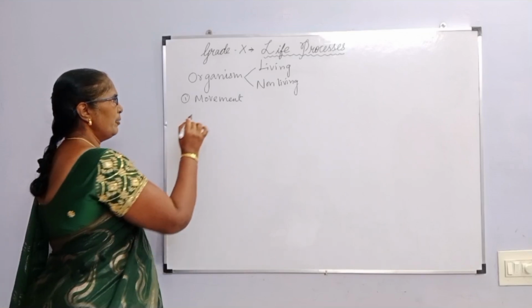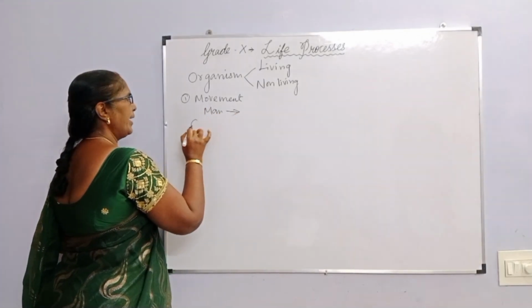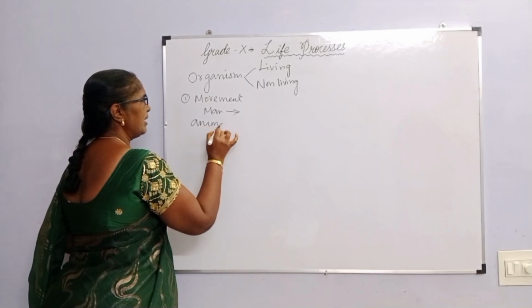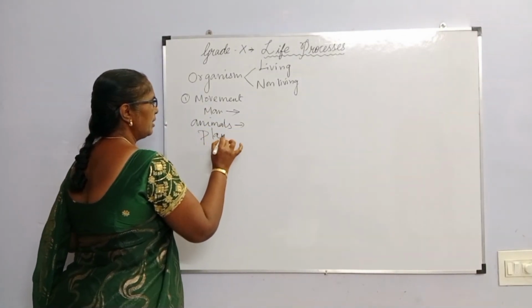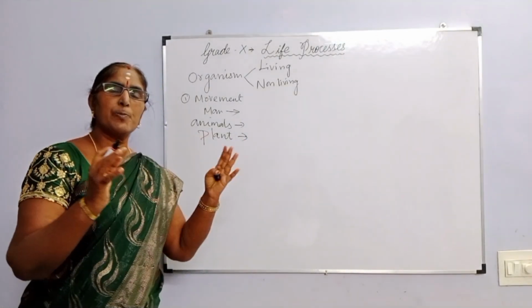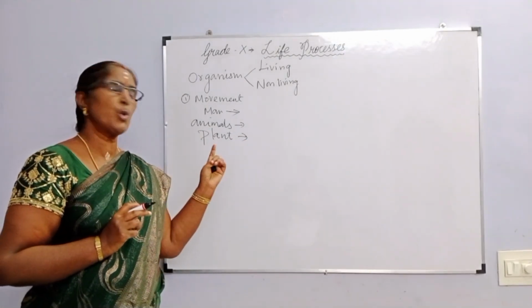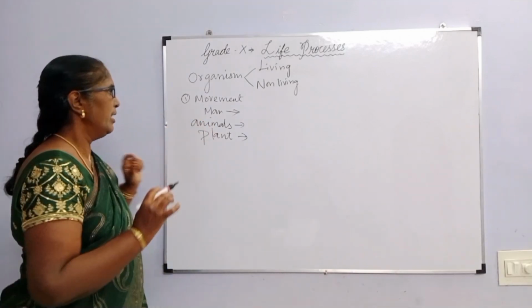For example, man can move, and all animals can also move. But what about plants? The plant will not move from one place to another, because it is fixed to the same place. How do plants come under this category? So somewhat it is difficult.